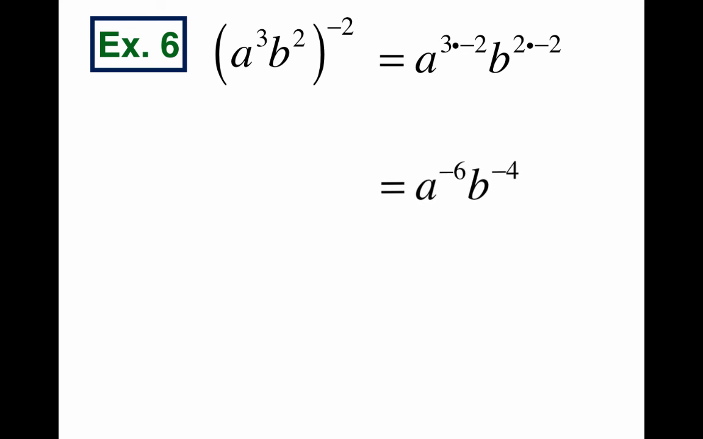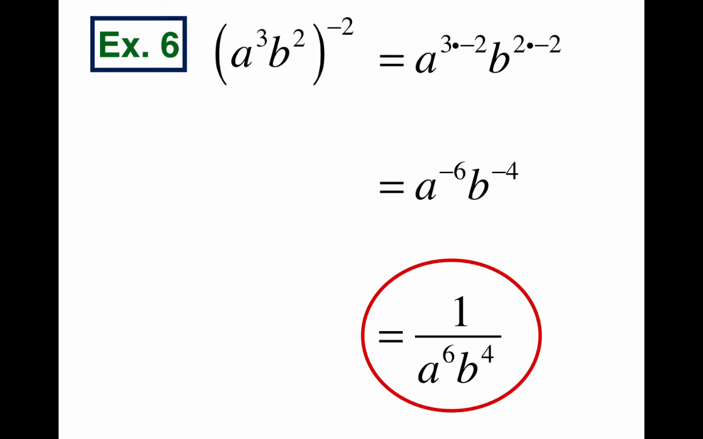Now that's a to the negative 6 and b to the negative 4. And since they're negatives, what do we do? We put them on the bottom of the fraction. A to the 6, b to the 4th with a power of 1 on top. That's our simplified solution. So with parentheses, we multiply the powers, but if they're negatives, we got to move them in the fraction. All right, example 7.